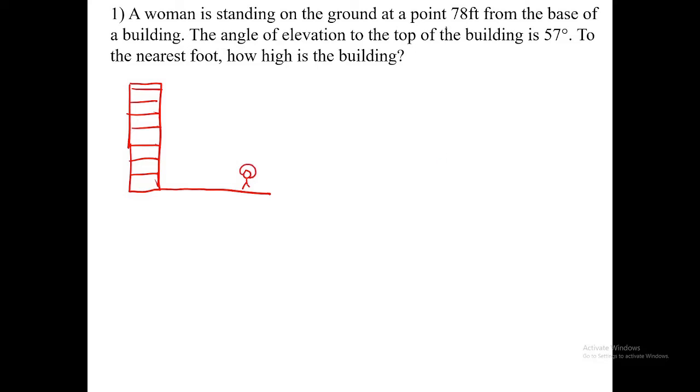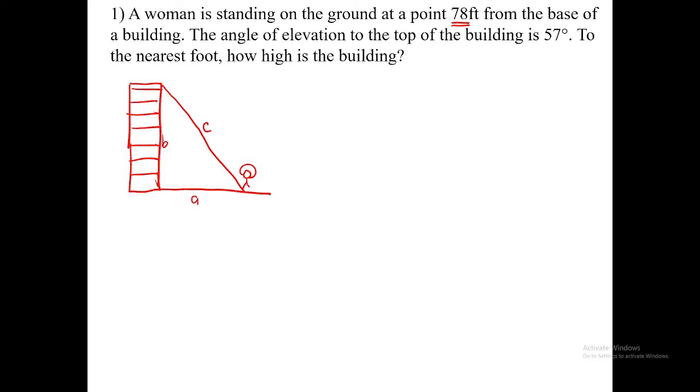Now, where is the 78 feet? Where should I put 78 feet? We can form a triangle in this class. This is the triangle that we can make. Let me label it: I'll put A, B, and C. So you tell me, where should I put 78? Look at the problem. A woman is standing on the ground at a point 78 feet from the base of the building.